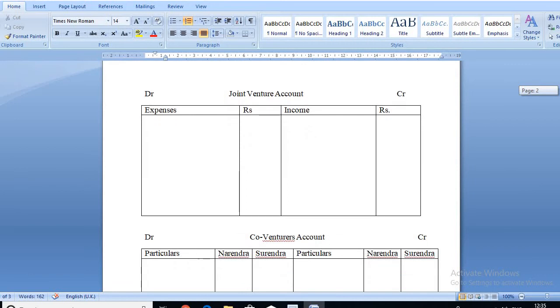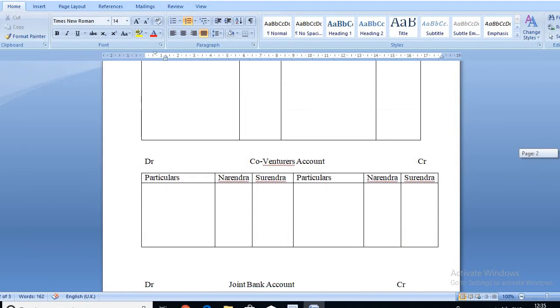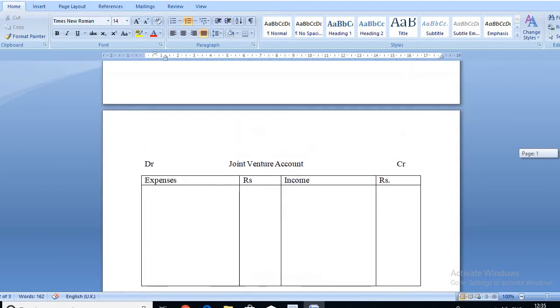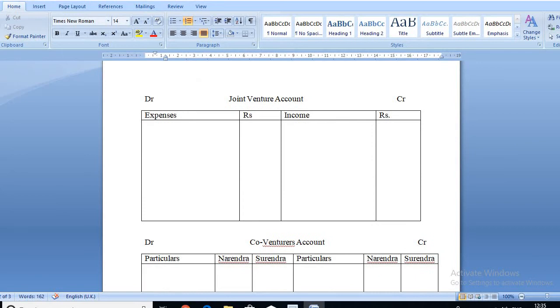So here we have to open 3 ledger accounts. One is joint venture account, one is co-venturers account, and one is joint bank account. The first one, joint venture account. Joint venture account is just like a profit and loss account. In profit and loss account, we are recording income and expenses. In the same way, in joint venture account also, we are recording expenses and incomes. So we know that debit the expenses and credit the incomes.